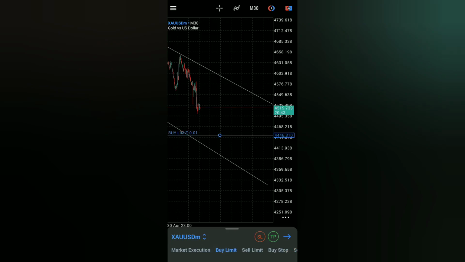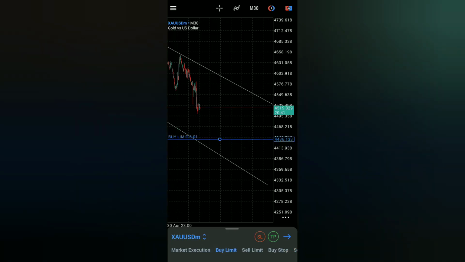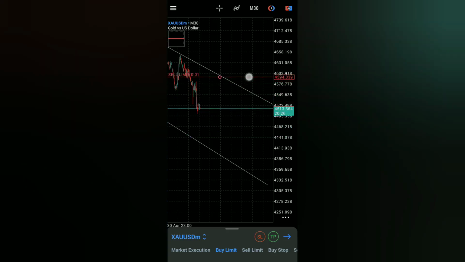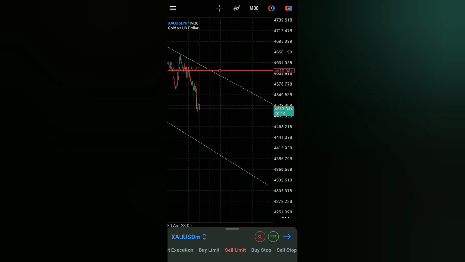Buy limit means let the candle come to me and reverse. That means when the candle comes down, it starts going up. That is what I expect. While sell limit means let the candle come up to the sell and start going down. So limit means we are expecting a reversal. Come to me and start going backward, right?